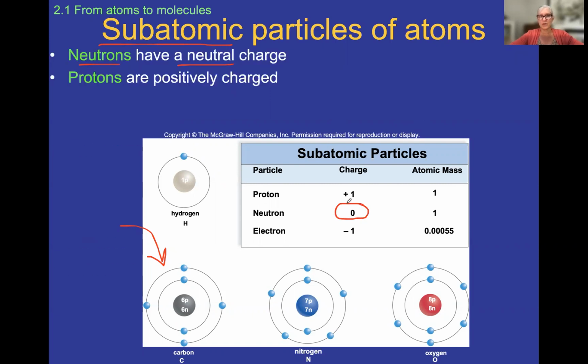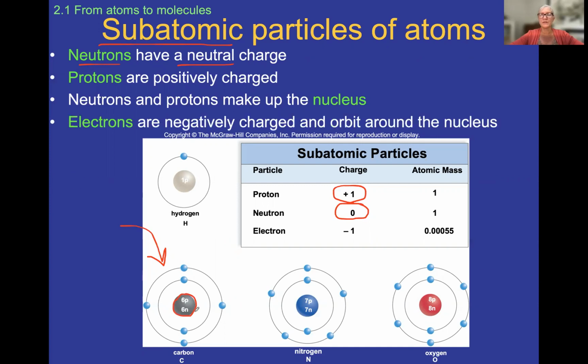Protons have a positive charge. All right, each proton gives the atom 1 positive charge. And those protons and neutrons are located in the nucleus, right? So here's a nucleus here. And for carbon, there are 6 protons and 6 neutrons. There is an additional particle, so 3 total, and that's an electron.